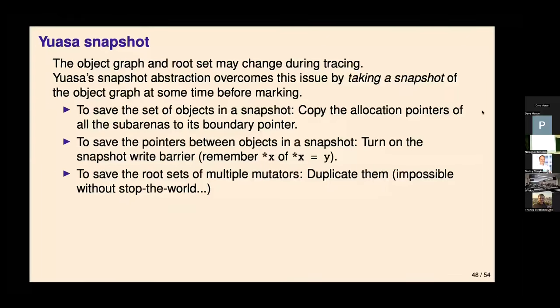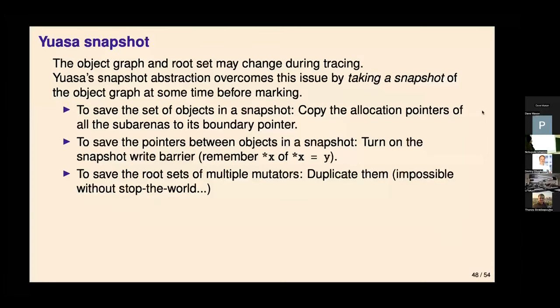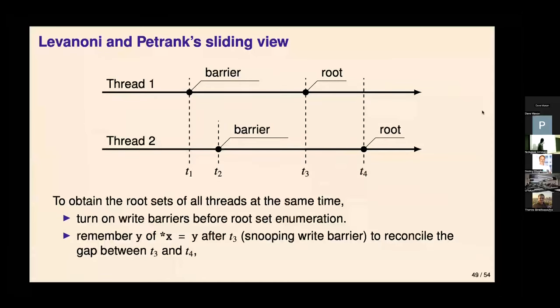We use snapshot for our concurrency. Because this is a concurrent garbage collection algorithm, the objects may change during tracing. So before starting the garbage collection, we take the snapshot. But even with snapshot, there is an obstacle which can't be solved by snapshot alone. We can't save the root set of all threads at the same time. This is impossible, because there is a time lag between these operations. To reconcile the gap, we use sliding views.